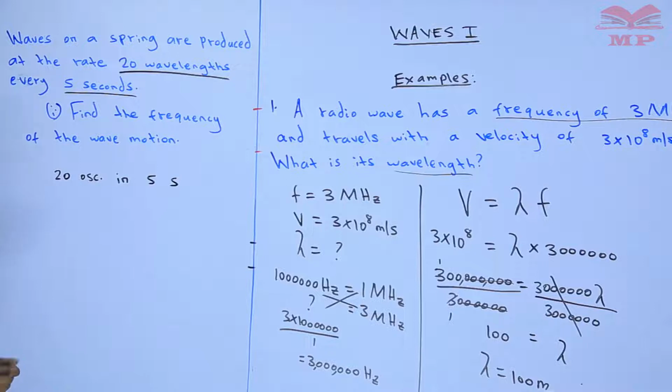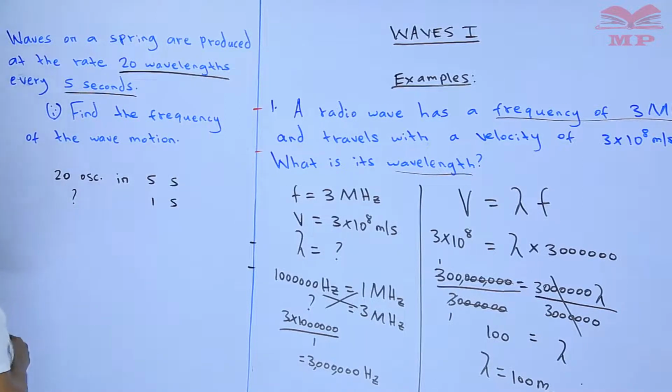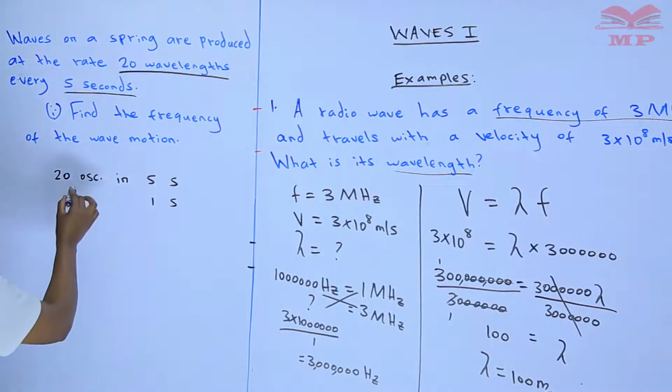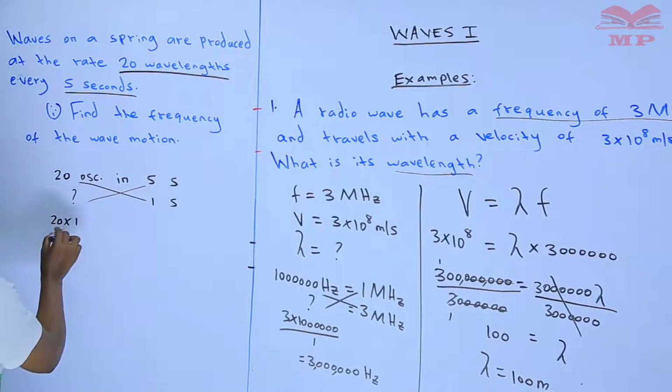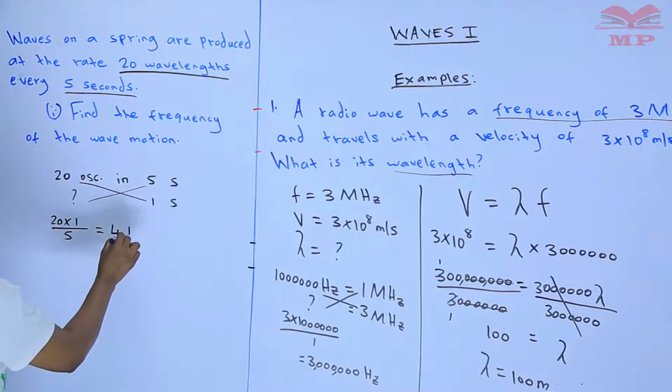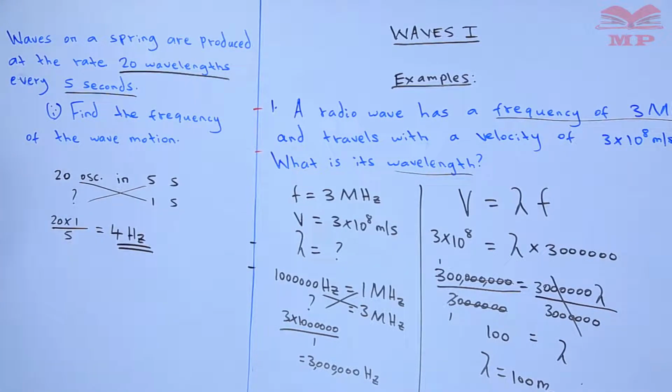So we want to know, what about in 1 second? How many oscillations will we have? That will be the frequency. So we have 20 times 1 all over 5. 20 divided by 5 is 4. And therefore our frequency is 4 hertz. Because frequency is the number of oscillations in 1 second, and we have 20 oscillations in 5 seconds. So that becomes our frequency.